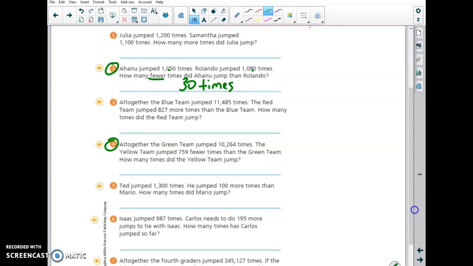Altogether, the green team jumped 10,264 times. The yellow team jumped 759 fewer times than the green team. How many times did the yellow team jump? They told us that the green team jumped this many, and the yellow team is fewer, so you know that you should subtract. So your problem would be 10,264 minus 759. You're always putting the big number on the top.